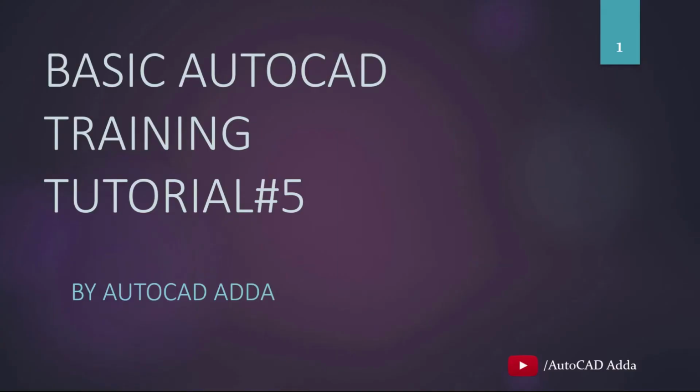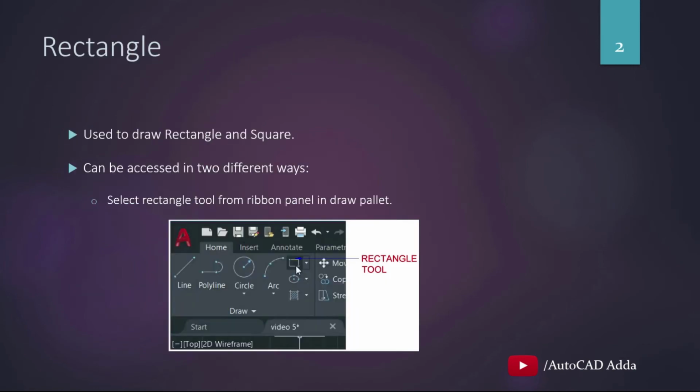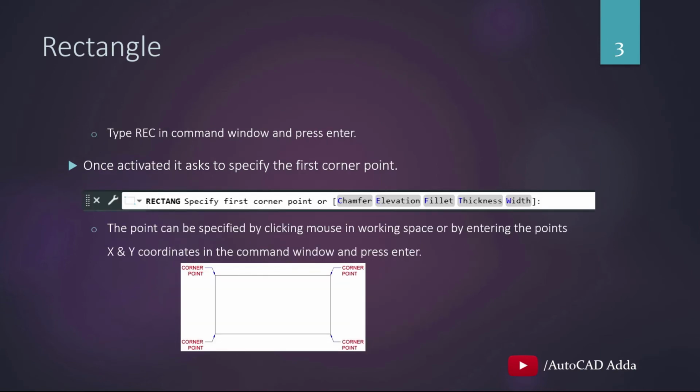Let us have a quick recap of whatever we have learned in this basic AutoCAD training tutorial 5. We have seen the rectangle command, which is used to draw rectangles and squares. It can be accessed in two different ways. We can select rectangle tool from ribbon panel in draw palette as shown in the image, or we can type REC in command window and press enter.